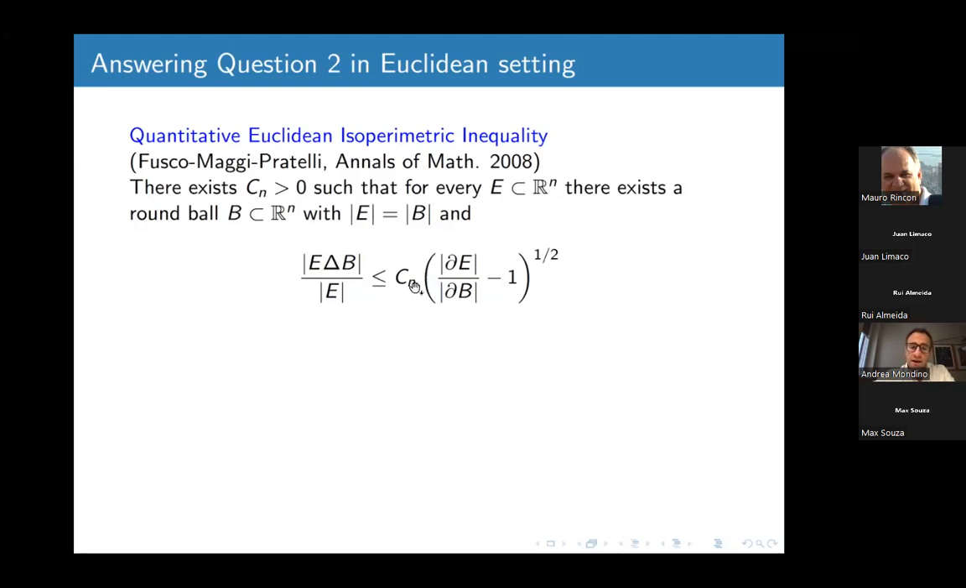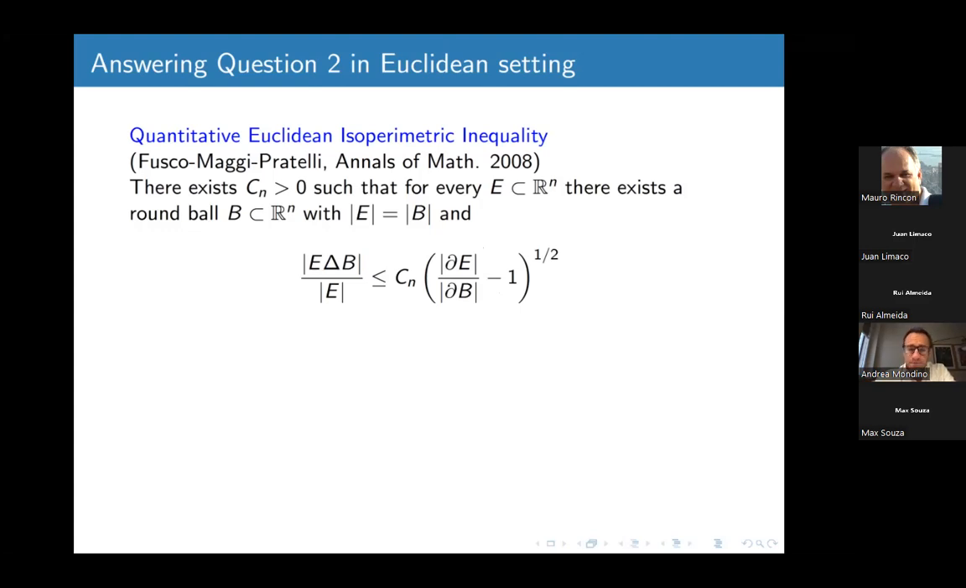So on the right-hand side, you have the constant C_n, and then you have the ratio between the volume of the boundary of E divided by the volume of the boundary of the ball minus 1, to the power 1/2. Okay. So of course, this left-hand side is non-negative. So by the fact that this left-hand side is non-negative, you get that also the right-hand side is non-negative, which means that the perimeter of E is at least the one of the metric ball. So you re-obtain the Euclidean isoperimetric inequality.